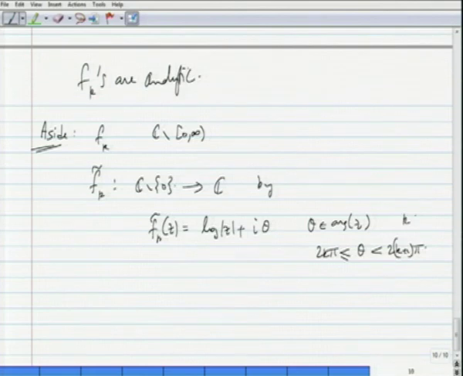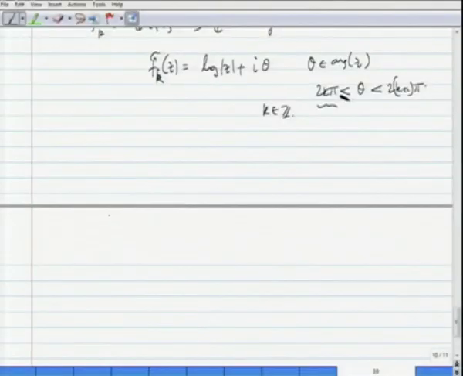Okay, k belongs to Z. K is a fixed integer. Okay. So, what we can do is, by putting an equality here, we can extend f_k to f_k tilde. It has the following property from the geometry we explained earlier.